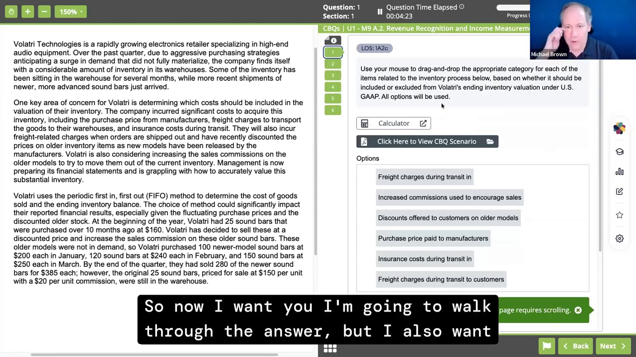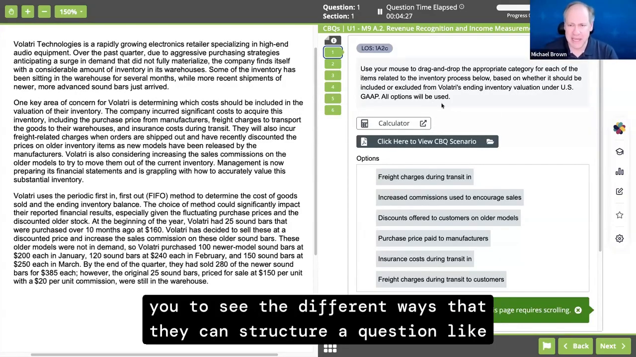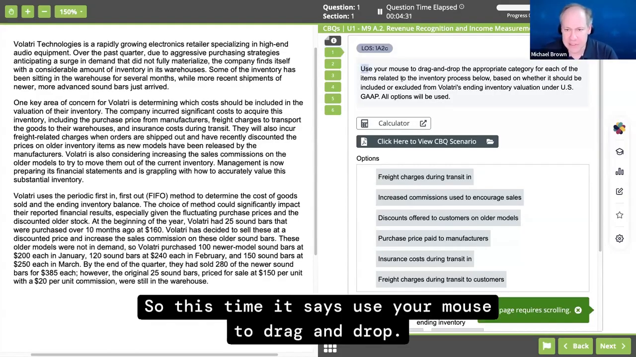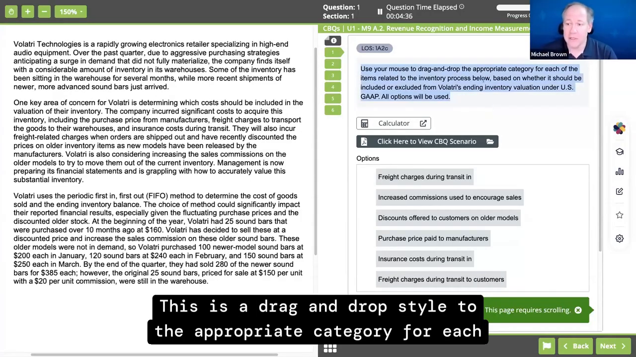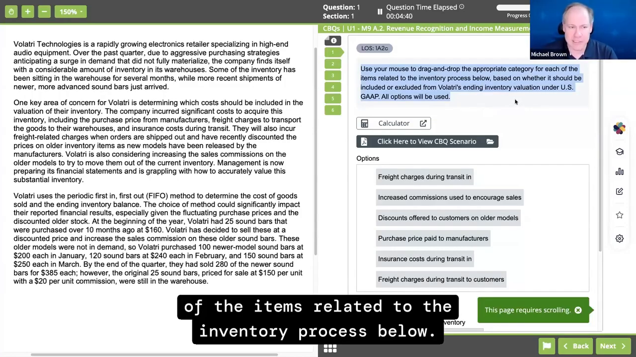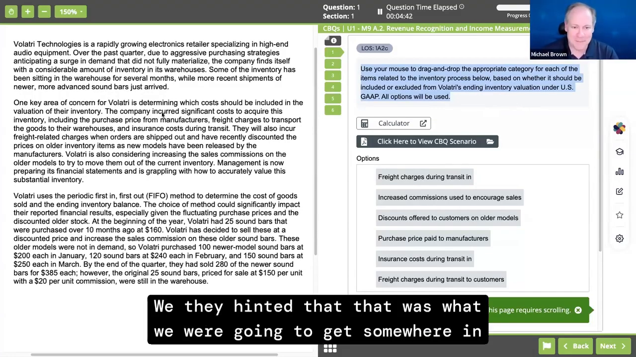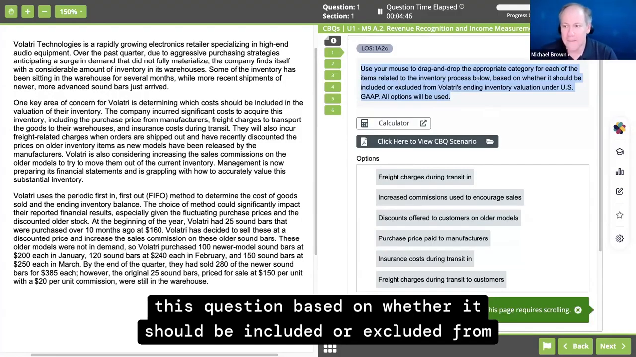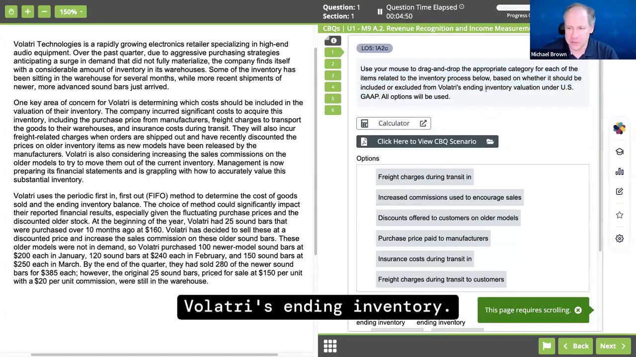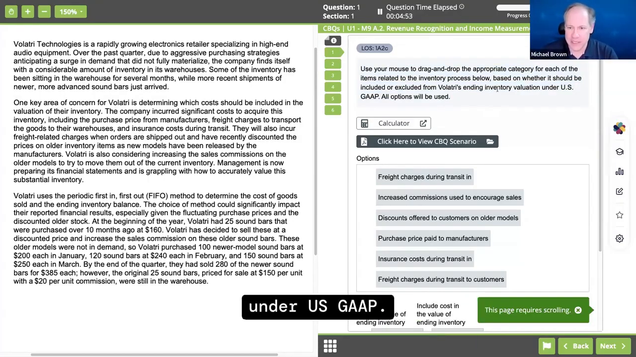Okay, so now I'm going to walk through the answer, but I also want you to see the different ways that they can structure a question like this. So this time it says, use your mouse to drag and drop. This is a drag and drop style to the appropriate category for each of the items related to the inventory process below. Well, no surprise, right? They hinted that that was what we were going to get somewhere in this question. Based on whether it should be included or excluded from laundry's ending inventory under US GAAP.